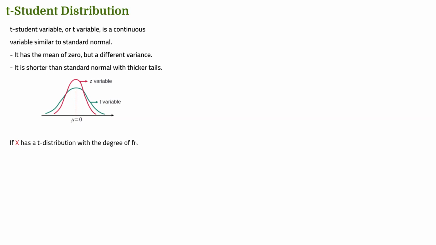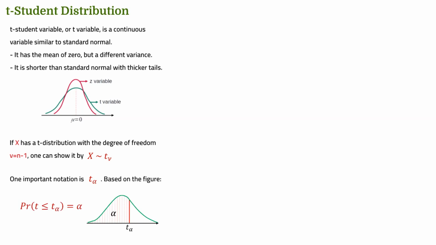If X has a T distribution with the degree of freedom nu equal to n minus 1, one can show it by X is T nu. One important notation is T alpha. Based on the figure, probability of T less than T alpha is equal to alpha. So the area below the T curve and less than T alpha will be equal to alpha.